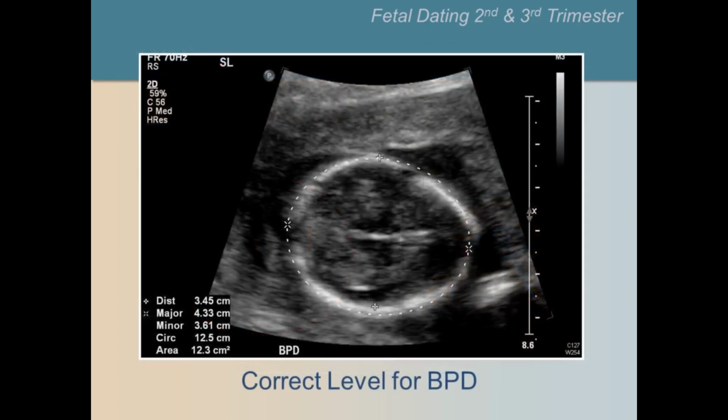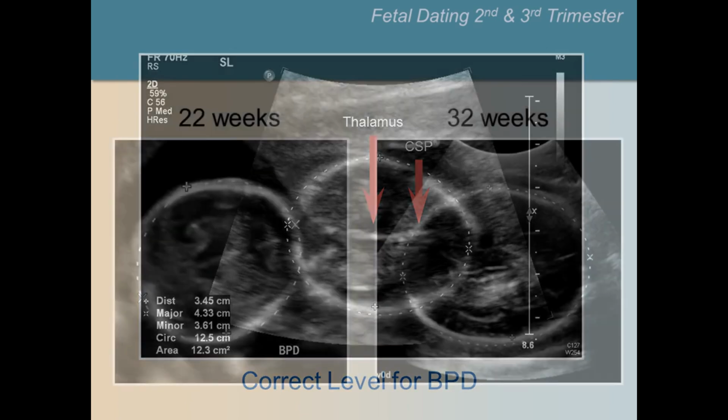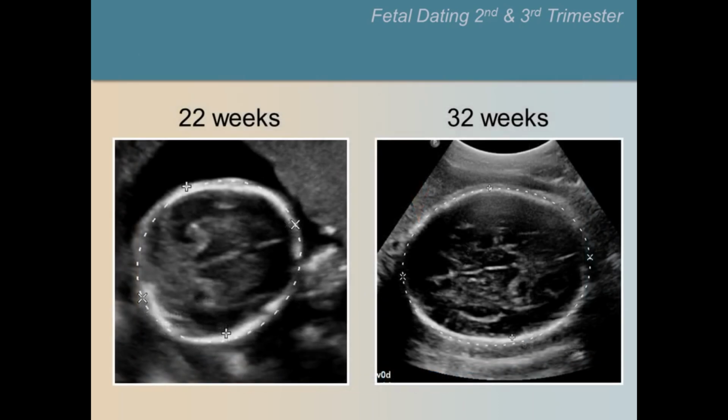The head can be in various positions. It is most important that the head be oval in shape and to scan at the level of the thalamus. Here is the thalamus. The CSP is also present here, but less distinct than in the previous image. The image on the left is a fetus at 22 weeks, and on the right, a fetus at 32 weeks. The cavum septum pellucidum looks somewhat different in both images.